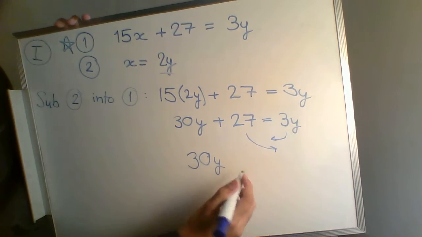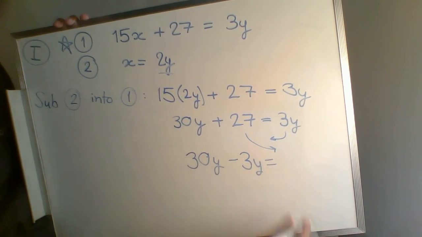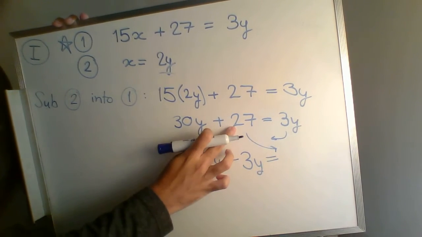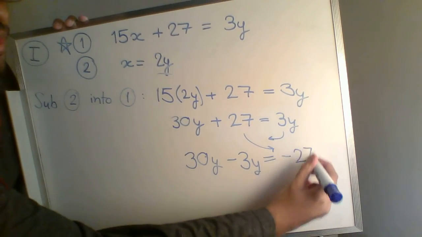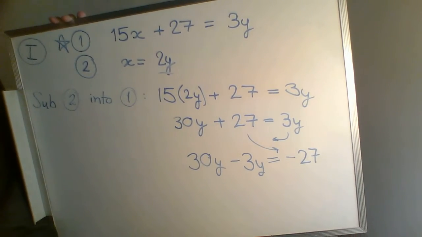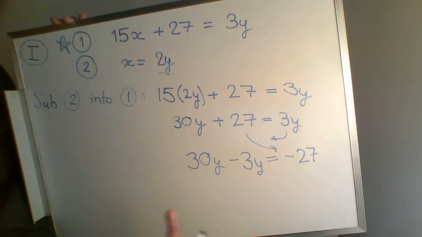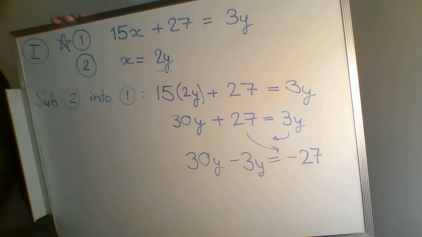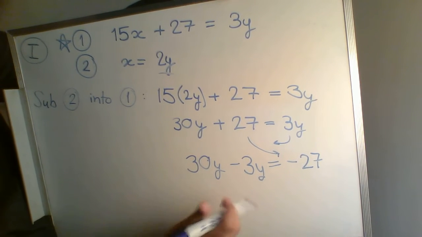When we bring this 3y over, it's going to end up being minus 3y equals, and then on the other side, this 27, when we throw it onto the other side, it becomes negative 27. Alright, so now we've got everything that involves y on the left side and everything that doesn't involve y on the right side. So we can now condense this down a little bit.